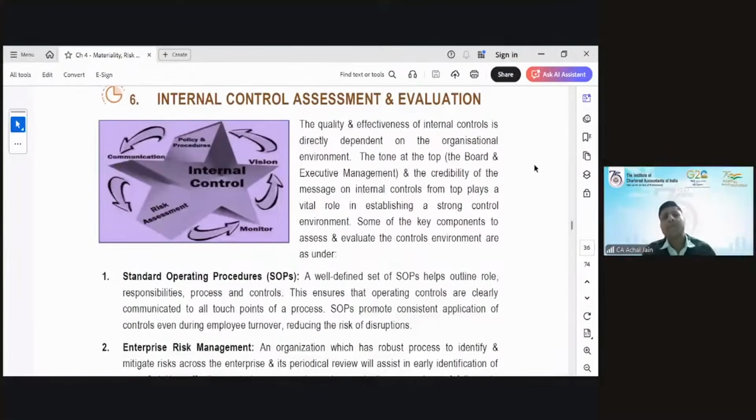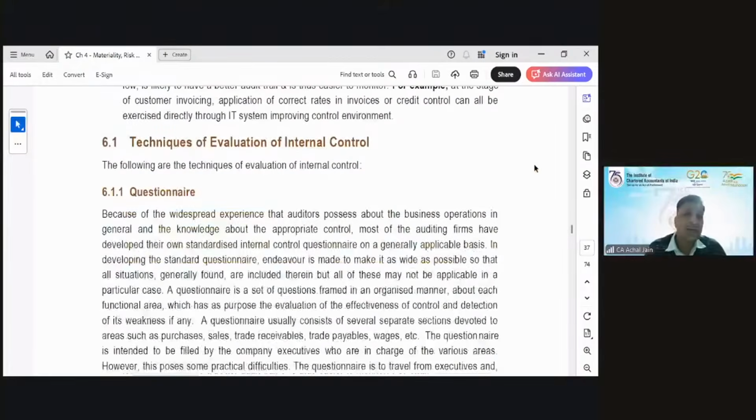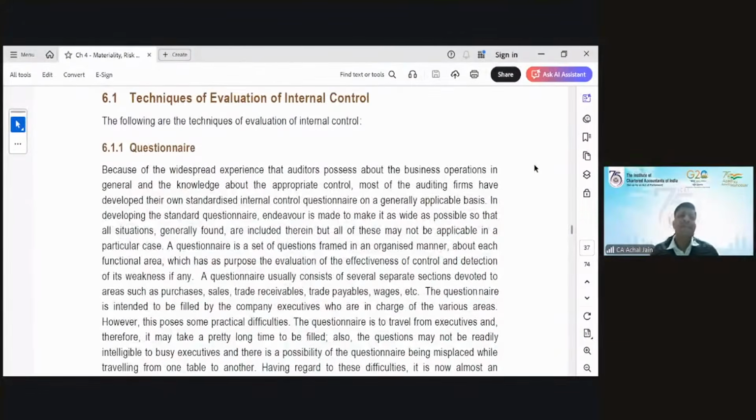Now, moving on to internal control assessment. In this case, you look at each and every aspect of the process. Now, what are the techniques of evaluation of internal control? In respect of the techniques, different techniques may be followed, again depending on the requirements at times.